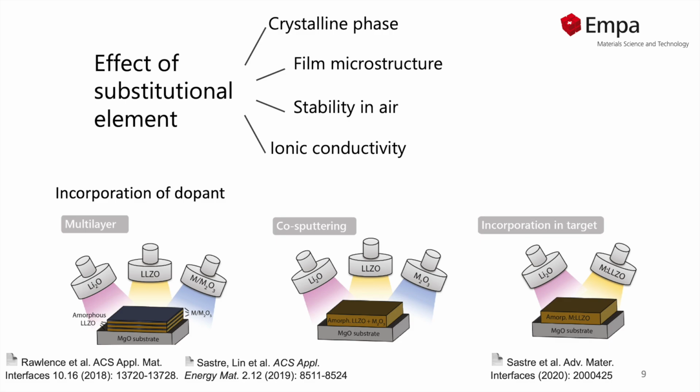Another approach is to co-sputter the metal oxide in parallel with the LLZO and lithium oxide targets. This allows for better homogeneity, but it increases the complexity of the deposition process, and it leads to a bit of irreproducibility from deposition to deposition. Finally, knowing the optimal amount of dopant, we can simplify the process by incorporating the dopant into the LLZO targets, leading to better homogeneity and high reproducibility of the process.